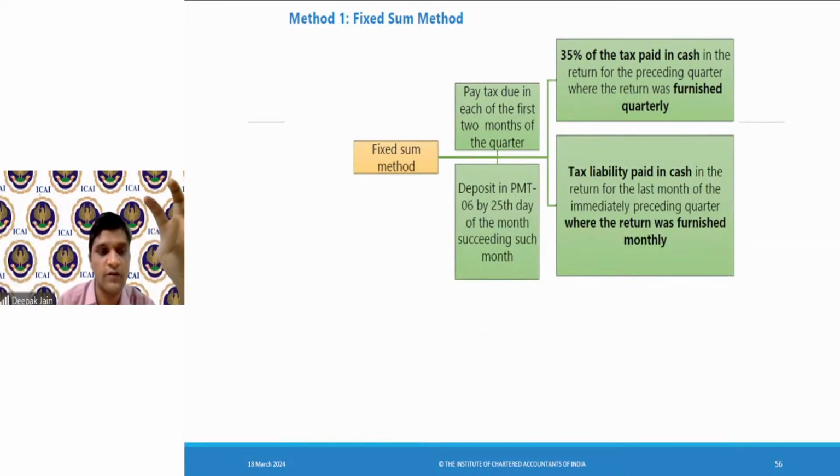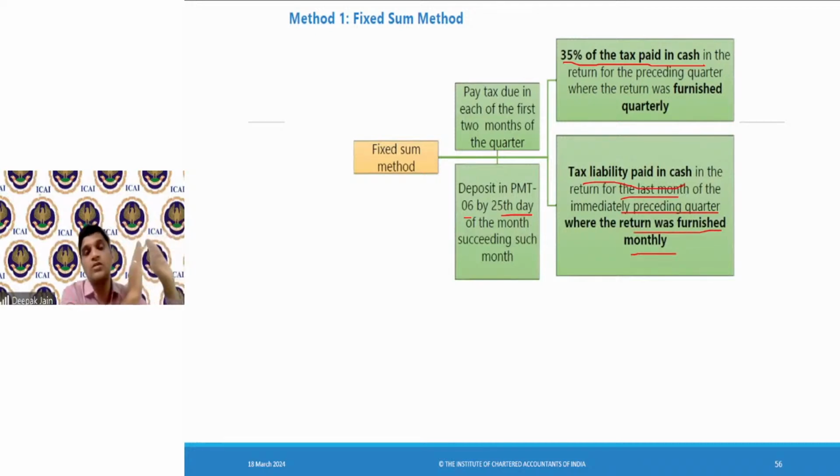So if you click on fixed sum method, this will automatically compute because in your previous quarter, how much amount you have paid through credit, how much amount you have paid through cash, that is available in the return. So the system will calculate automatically 35% of the tax paid in cash, and deposit this in PMT06 by the 25th day of the month, correct? That is the due date. Or the tax liability paid in cash in the return for the last month of the immediately preceding quarter, where the return was furnished on a monthly basis.